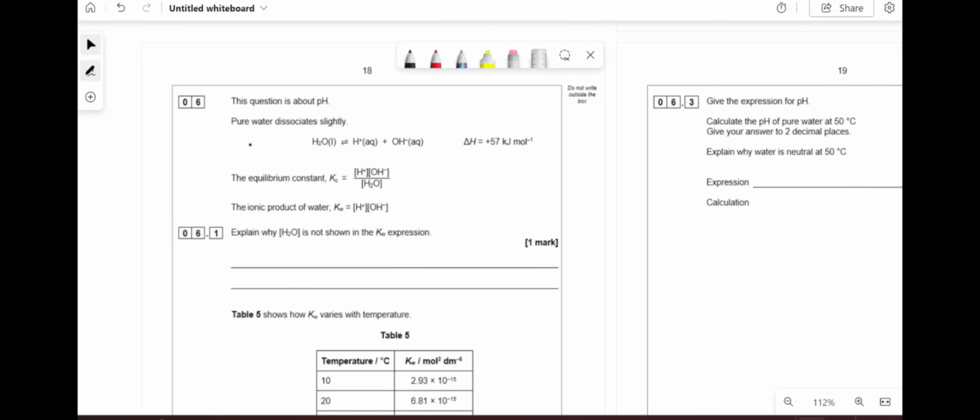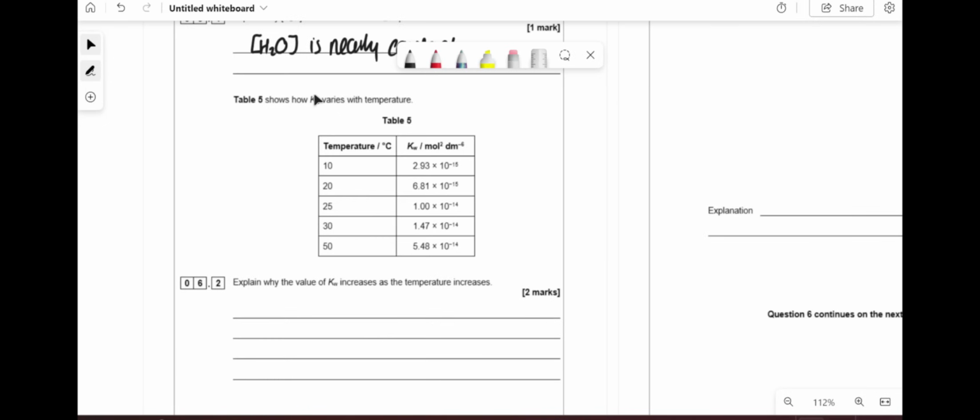Okay, so this question is about pH. Pure water dissociates slightly, so H2O(l) goes to H+ and OH-. The equilibrium constant Kc would be [H+][OH-] over [H2O], and the ionic product of water is Kw. So explain why H2O is not shown in the Kw expression. Is that because the concentration of H2O is nearly constant? That's the whole reason why. So table 5 shows how Kw varies with temperature. As the temperature increases, Kw also increases.